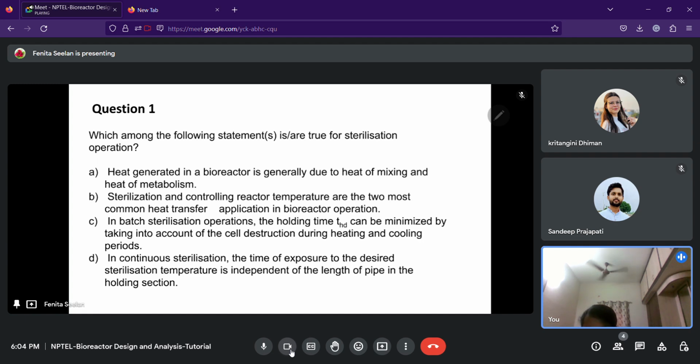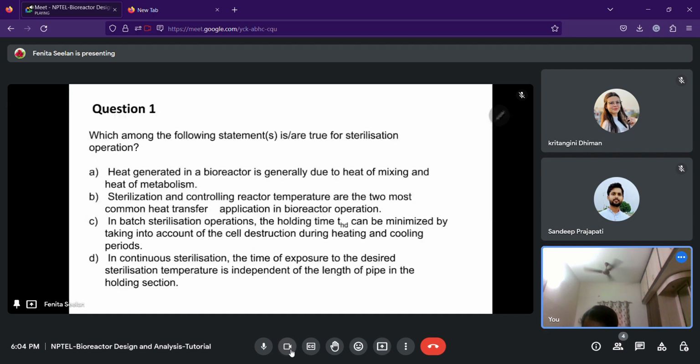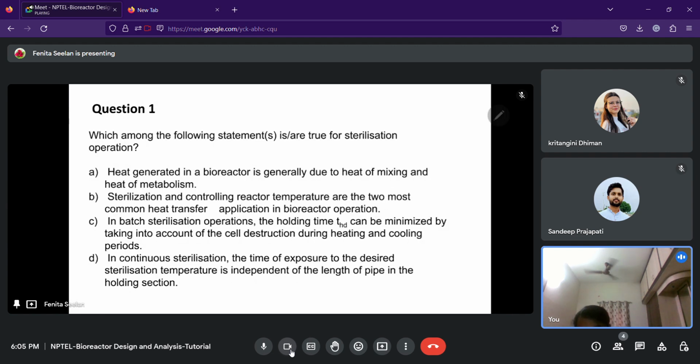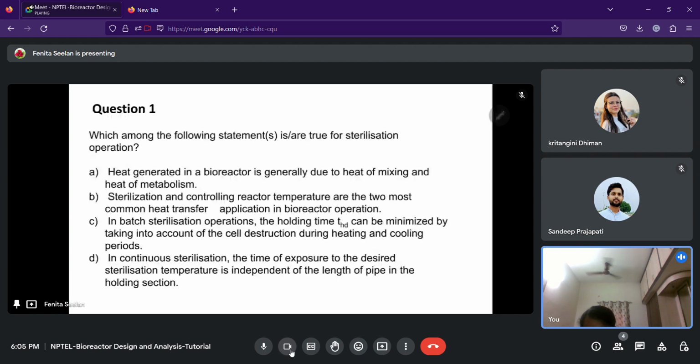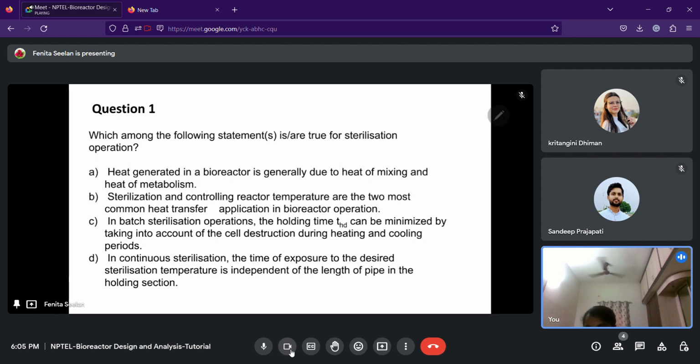So the heat generated in a bioreactor is, of course, generally due to the heat of mixing and heat of metabolism. So option B also, sterilization and controlling the reactor temperature are the two most common heat transfer applications. And in case of batch sterilization operation, the holding time can be minimized because cell restriction occurs during heating and cooling periods. So the options which are correct are A, B, and C.